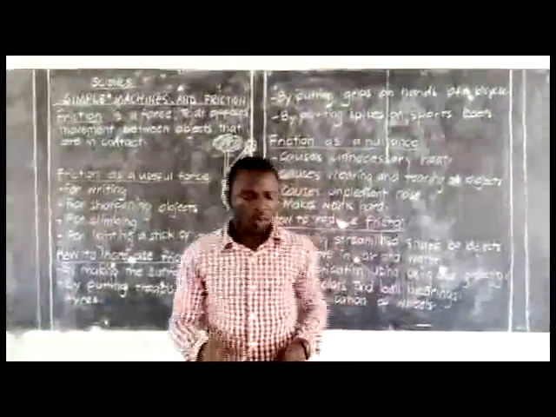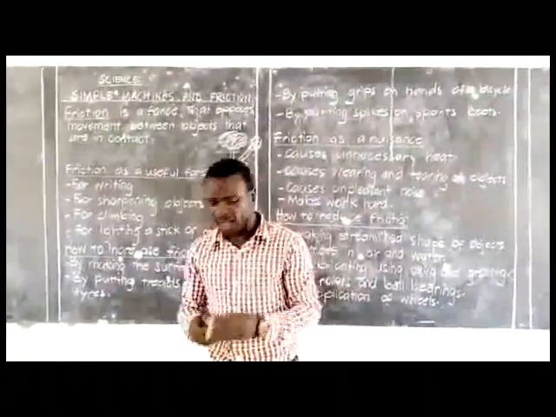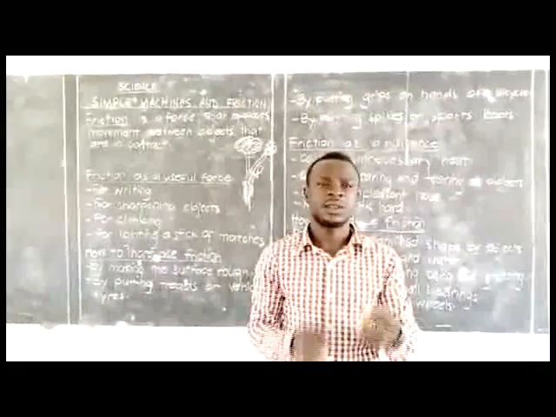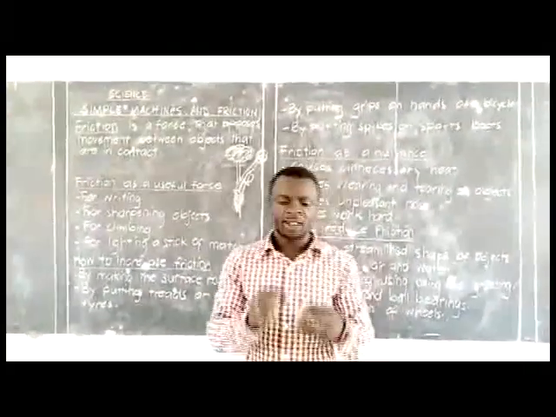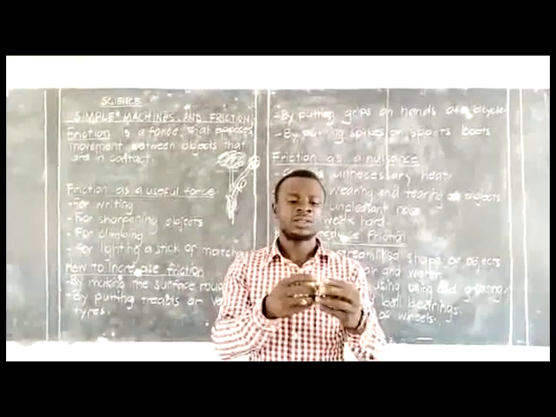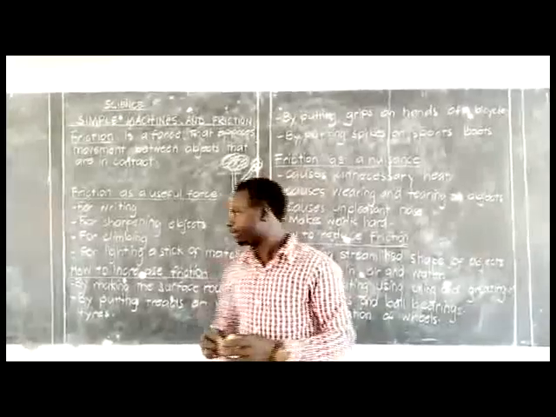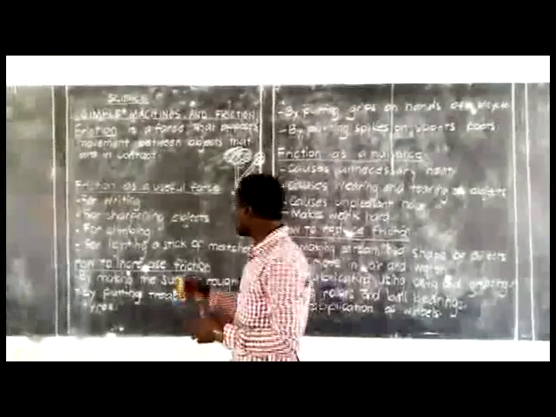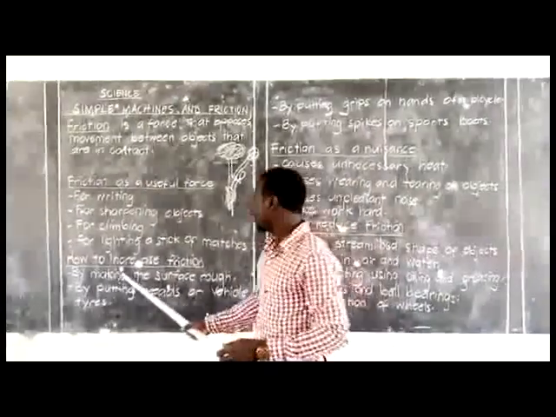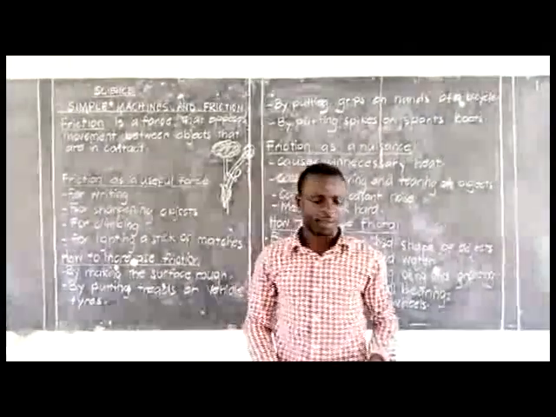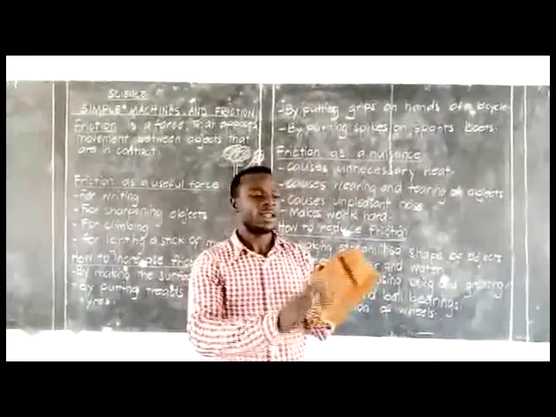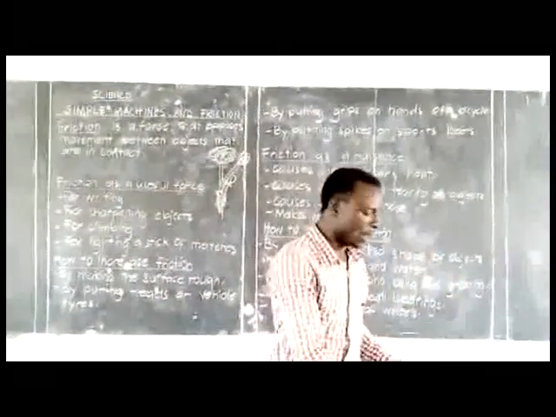Friction, how do we increase it? For example, this surface was smooth. It has taken some time for us to light this matchstick. So how do we increase friction? One, what you do is you make the surfaces rough. You make the surfaces rough, just like this one here. You make the surface rough.